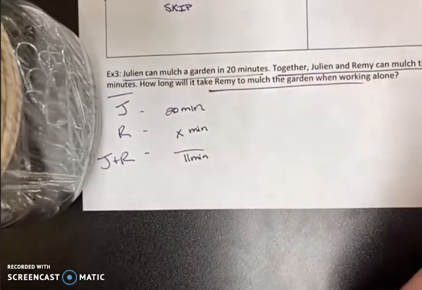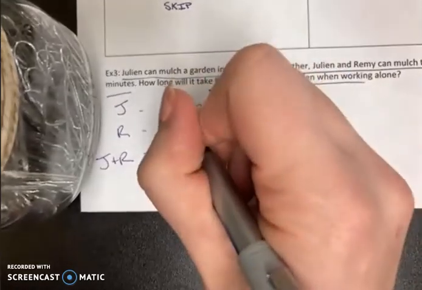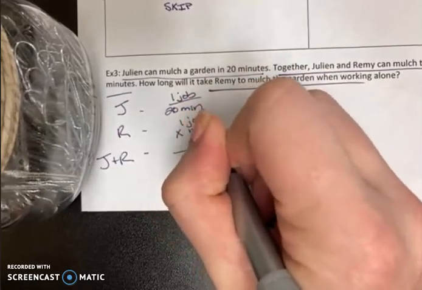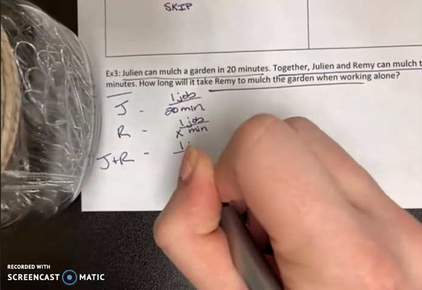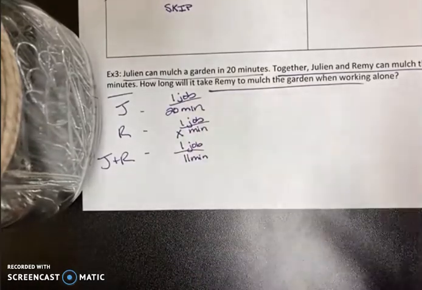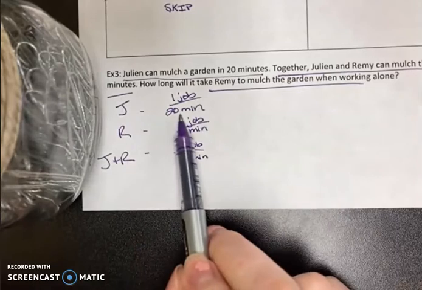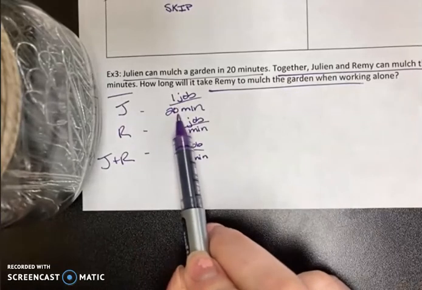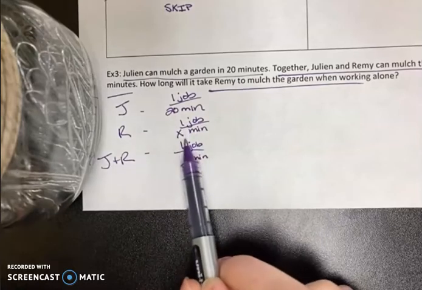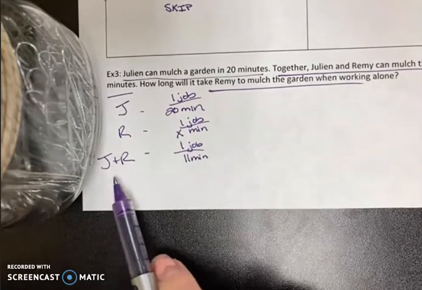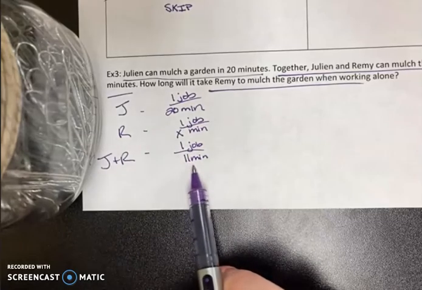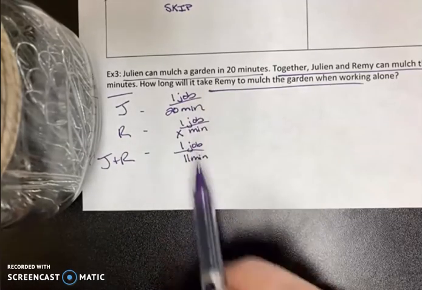They're mulching the same garden. So this is one job they're trying to accomplish. So what I did is I wrote each of these as a rate. Julian's rate is one job per 20 minutes. Remy's rate is one job per x amount of minutes. Julian and Remy together is one job per 11 minutes. Okay, these are their ratios or their rates.